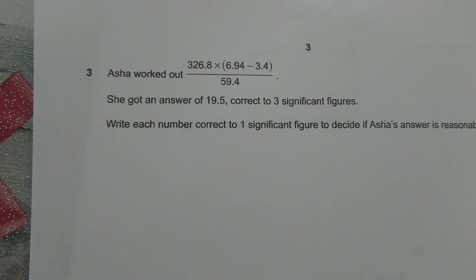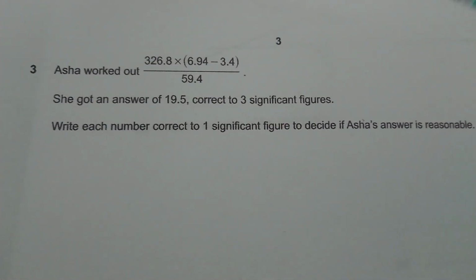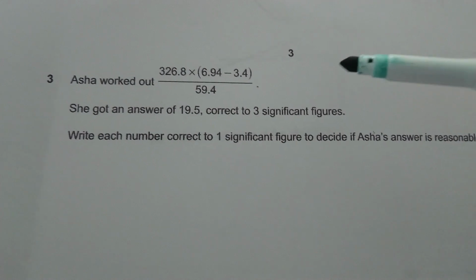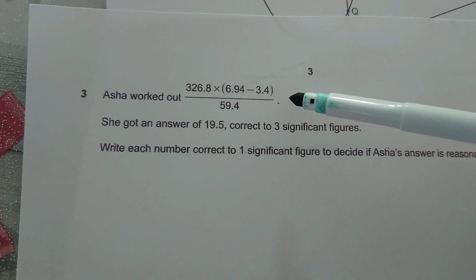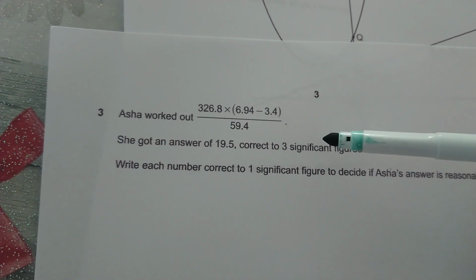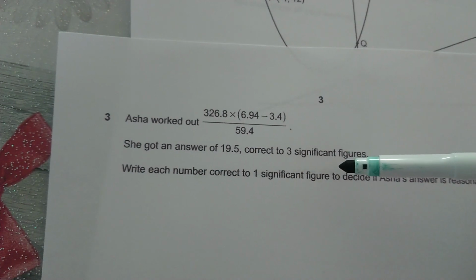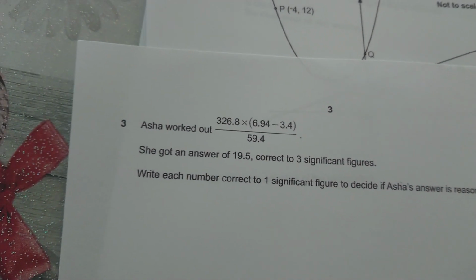Right, question 3. Now remember, this is a calculator paper. So reading it carefully, it's not just a case of putting this straight into the calculator. She's got an answer of 19.5, correct to 3 significant figures. We've got to write each number correct to 1 significant figure to decide if that answer is reasonable.